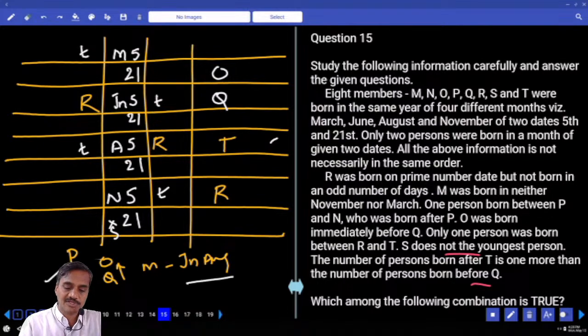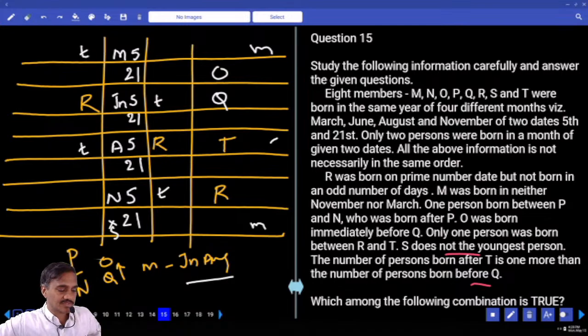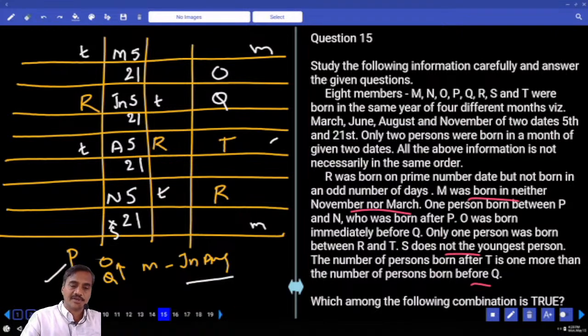M is neither in June nor in August, hence M cannot be at any one of these. Hence M can be either the first place or the last, maybe the eldest or the youngest. And M was born neither in November nor March, so M is either June or August.